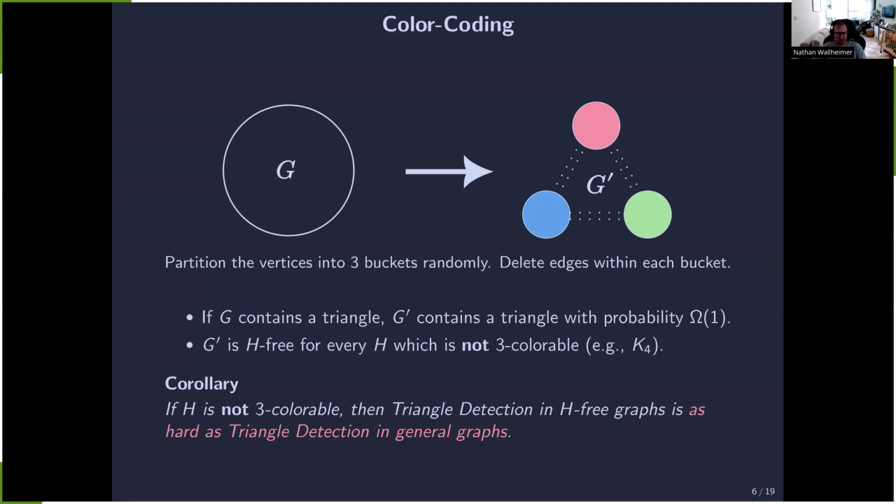So we get the corollary that if H is not three-colorable, then the problem remains as hard as in general graphs. So if there was an algorithm solving it in strongly subcubic time, we could also solve general graphs in strongly subcubic time, and it would break the conjecture.